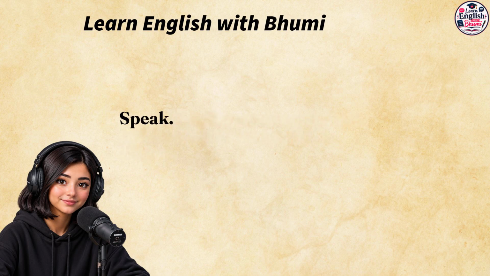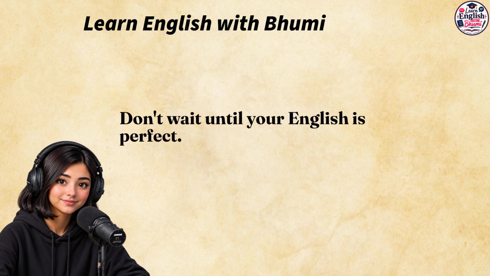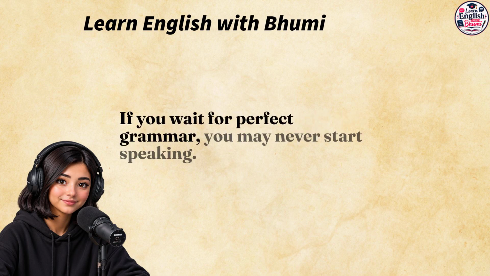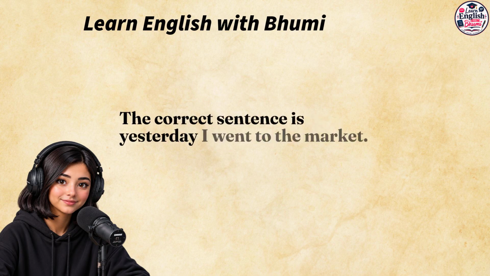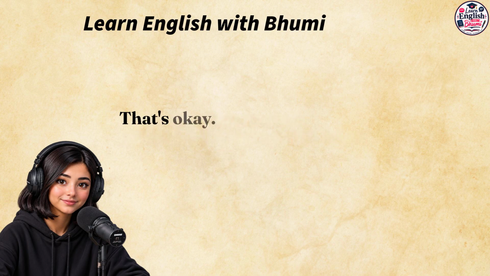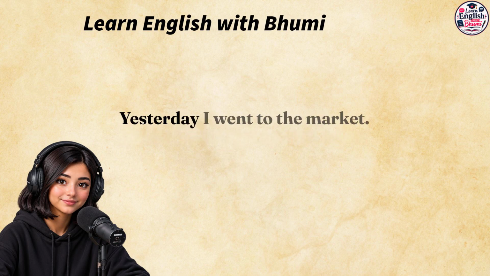Step 6. Speak even if you make mistakes. This is extremely important. Don't wait until your English is perfect. If you wait for perfect grammar, you may never start speaking. For example, you might say, yesterday I go to the market. The correct sentence is, yesterday I went to the market. That's okay. Correct your mistake and say the sentence again. Yesterday I went to the market. That's how you improve. Mistakes are not the enemy. Not speaking is the enemy.